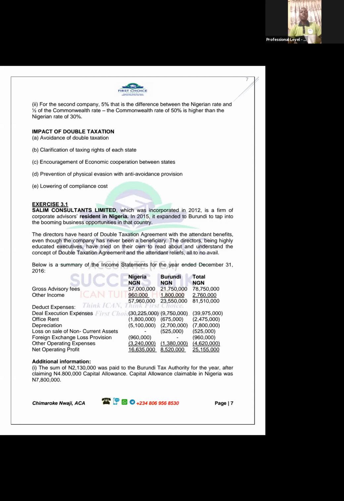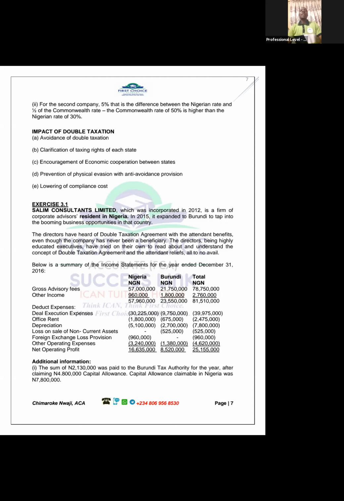Now, because this is a Nigerian resident company, Nigeria is taxing the worldwide income from that company. So wherever you see the total being consolidated, it means it is consolidated in Nigeria, and it also represents Nigeria. So I can as well call it Nigeria, Burundi, Nigeria. That's it. So the total is consolidated in Nigeria.